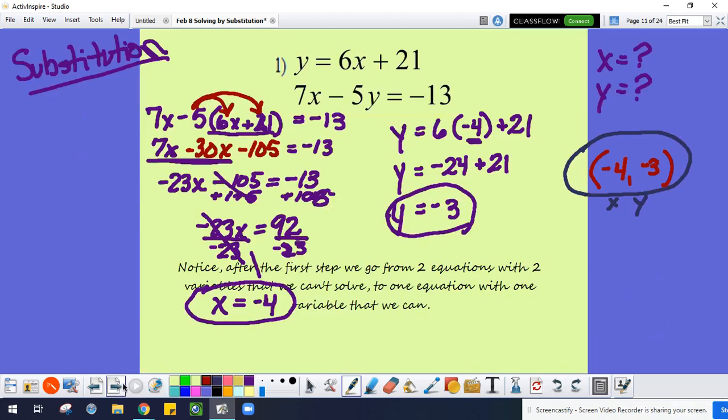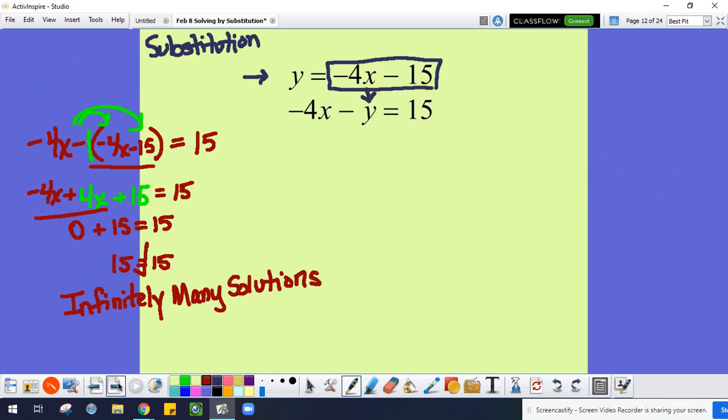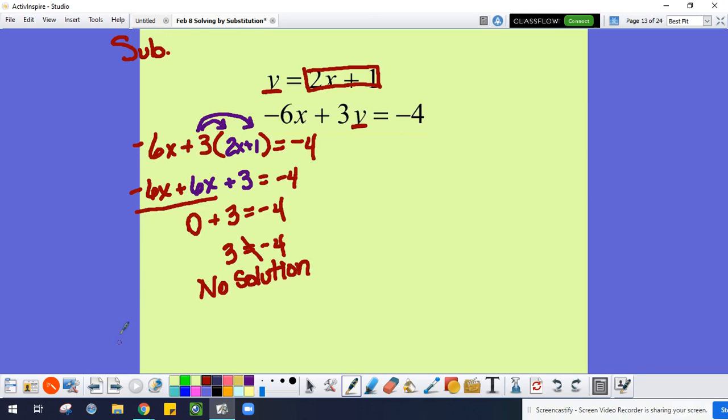So this first one, we were able to solve for x and y, so we got an ordered pair, -4, -3. On the second one, our variable canceled out right here, but we had a true statement, so you write the words infinitely many solutions. On this one, our variable canceled out right here. We had a false statement, so we wrote no solution. Make sure your notes are organized and neat.